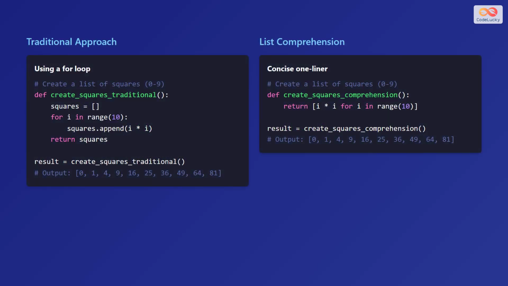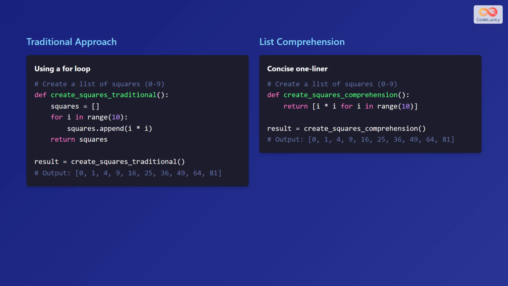Let's compare the traditional approach of creating a list using a for loop with the list comprehension method. On the left, you'll see a function called createSquaresTraditional. This function initializes an empty list called squares. It then iterates through the numbers 0 to 9 using a for loop and the range function. Inside the loop, it calculates the square of each number and appends it to the squares list. Finally, the function returns the squares list.